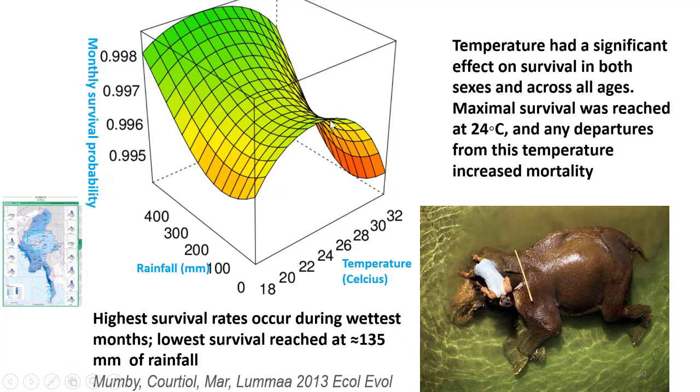It shows that the more the temperature approaches 24 degrees Celsius, the higher the survivability. So she concluded the comfort zone for elephants in Myanmar is 24 degrees Celsius. As it deviates from 24 degrees Celsius, there is a higher death rate. The same thing she found with rainfall: the higher the rainfall, the better the survival. She concluded higher survival occurs during the wettest months, and the lowest survival is at less than 135 millimeters of rainfall. So too cold, too hot, and too little rain are not good for elephants.